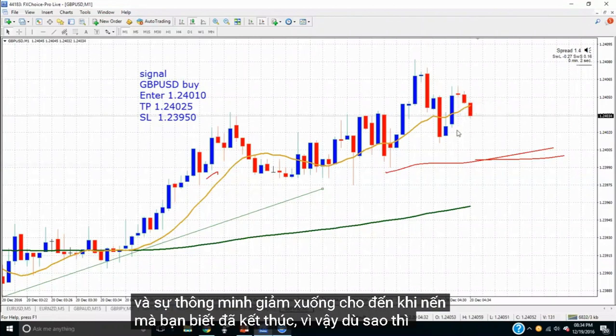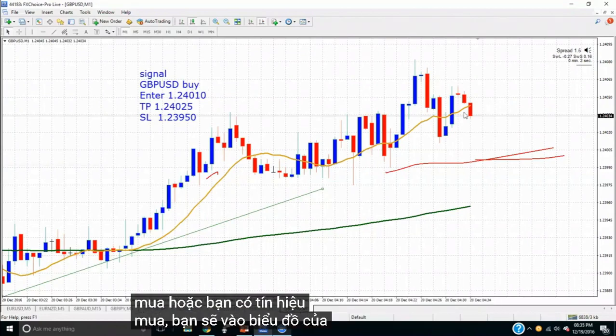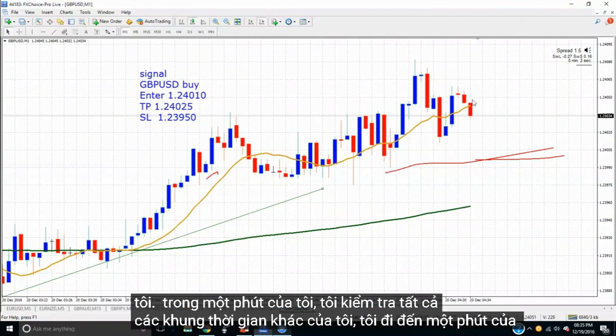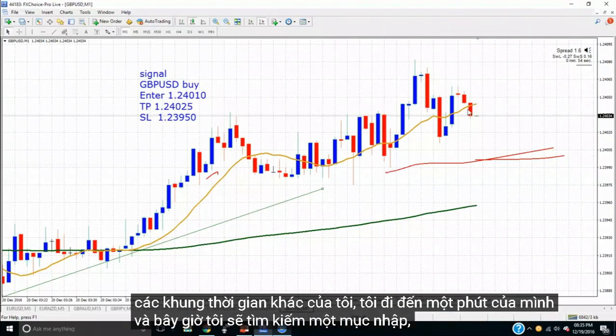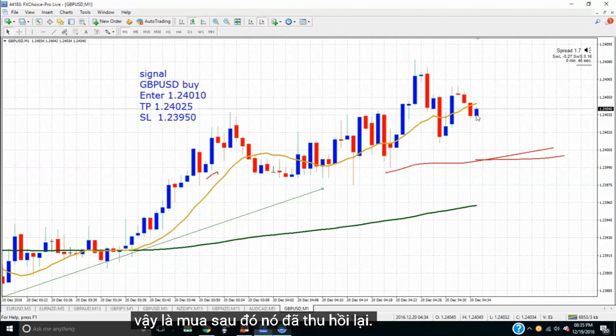So anyway, if you were in a buy or you had a signal for a buy, you would go to your chart. I go to my 1 minute, I check all my other time frames, I go back to my 1 minute, and now I'm going to look for an entry. So it's a buy, then it did its retrace. Now watch, this is what's happening. Now we're getting a buy candle. I don't jump in here.